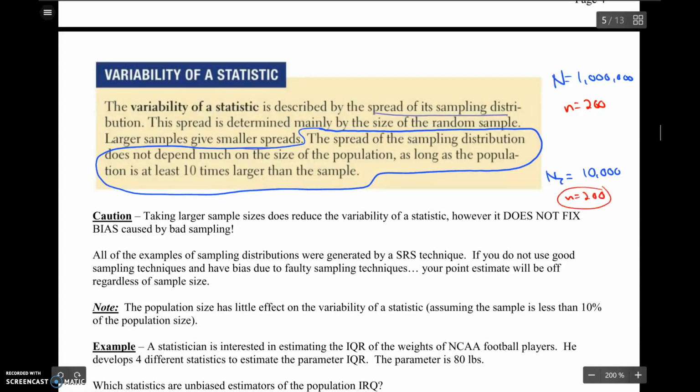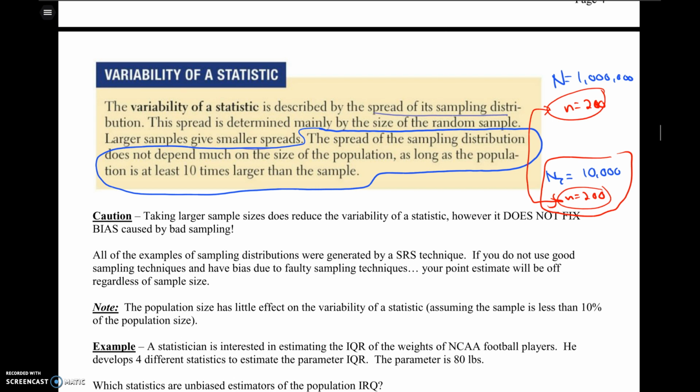population, a lot of people would think, well, this is going to be a better estimate because you're taking a higher percentage of the population. But that's not really true. These are actually going to be equally accurate estimates because it really just depends upon the size of your sample. It doesn't matter what the population size is.